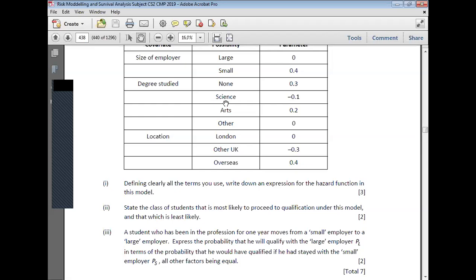All right. So now moving on to the third part. Savri, can you read the question for me? Yes, ma'am. A student who has been in the profession for 1 year moved from a small employer to a large employer. Express the probability that he will qualify with the large employer PL in terms of the probability that he would have qualified if he had stayed with the small employer PS, all other factors being equal.